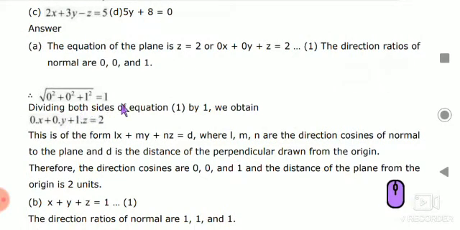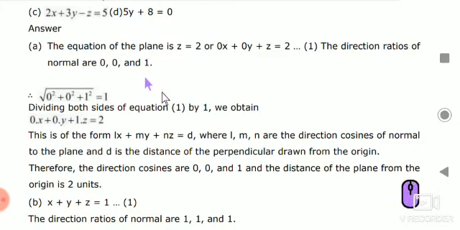Dividing throughout by 1 to the given equation of the plane 1, we obtain 0x plus 0y plus 1z is equal to 2. Therefore, this is of the form Lx plus My plus Nz is equal to D, where L, M, N are the direction cosines of the normal to the plane. Therefore, the direction cosines are 0, 0, 1 and the distance of the plane from the origin is 2 units.